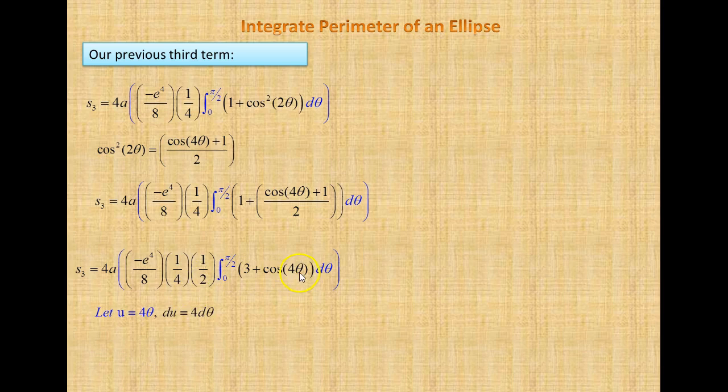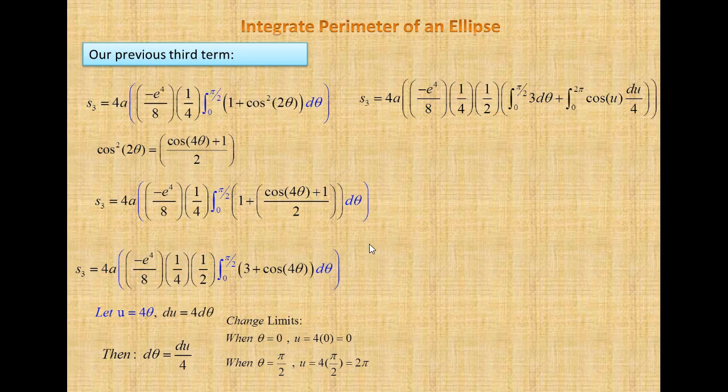Okay. Now, in order to solve the integral of cosine 4 theta d theta, we know we have to use u substitution. So therefore, we let u equal 4 theta, and du equals 4 d theta. Therefore, d theta equals du over 4. And then we change limits. Okay, the lower limit is 0. When theta equals 0, u equals 4 times 0, which is 0. And the upper limit, when theta equals pi over 2, u equals 4 times pi over 2, which equals 2 pi.